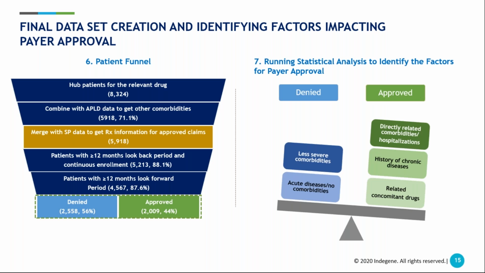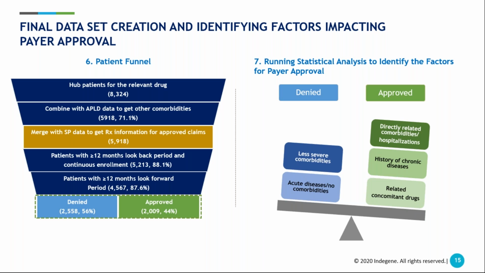So we applied methods like chi-square and Wilcoxon rank sum, and observed that the patients who had a set of chronic diseases or related comorbidities or concomitancies, or a history of diseases, had a higher chance of getting their claims approved. The patients who showed no symptoms or very limited comorbidities, or some cases of acute diseases, had a higher chance of claims getting denied. So this was the view that we got from the overall US market.